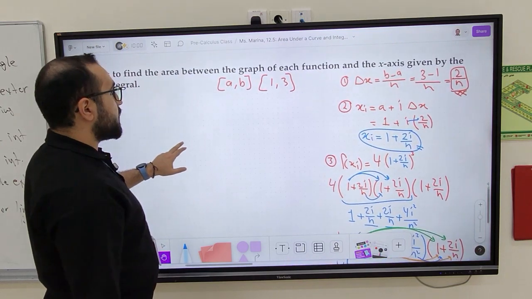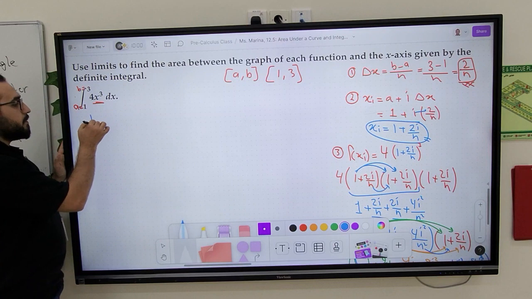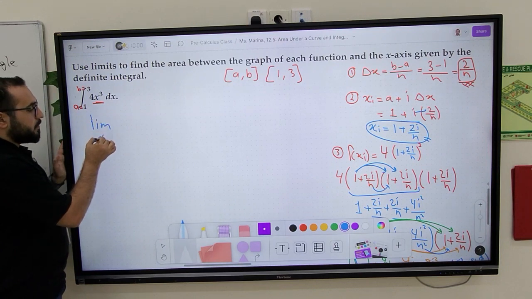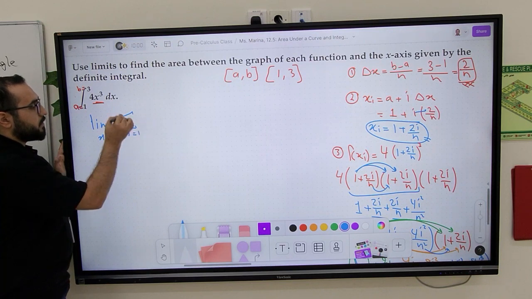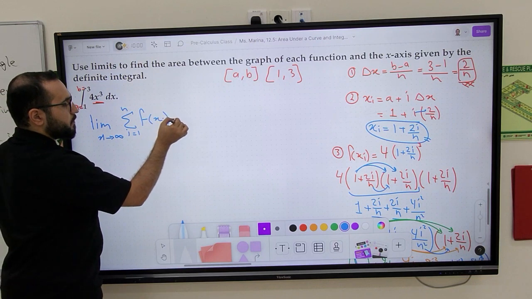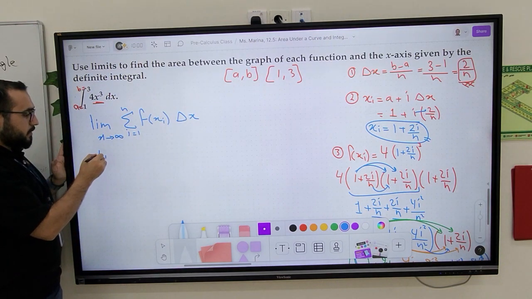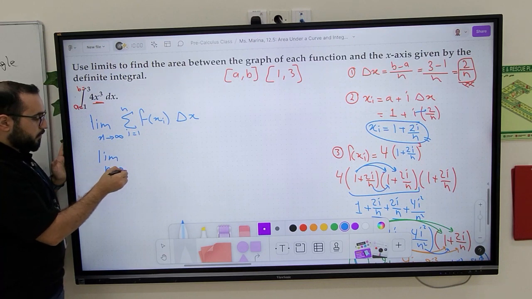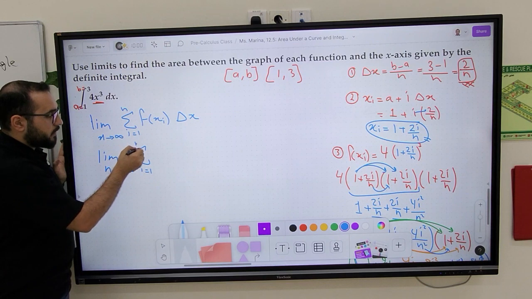Do you remember the fourth step that I told you? It is to write the limit. Now, the limit when n approaches infinity of the Riemann sum, i equals 1 to n, of f of x_i multiplied by delta x.